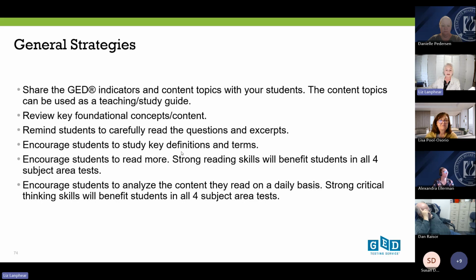Encourage them to study key definitions and terms. Encourage students to read more. Strong reading skills will benefit students in all 4 subject areas of the test. And encourage students to analyze the content that they read on a daily basis. Again, I can't emphasize that skill enough, that it's not enough to read it. They have to really question it and break it down and say, what is this saying? And why is it saying it? And do I believe it? And just all those things. Don't just accept what you're reading. Strong critical thinking skills will benefit students in all 4 subject areas.